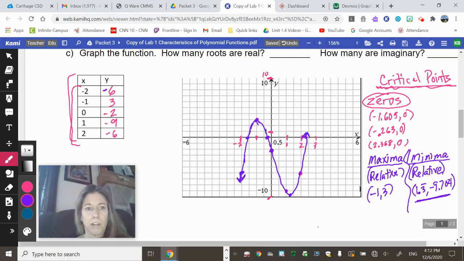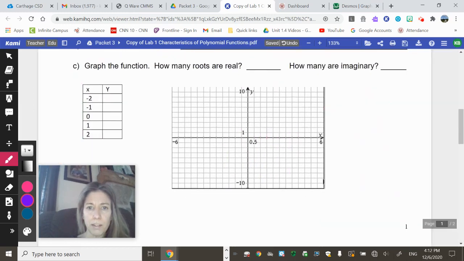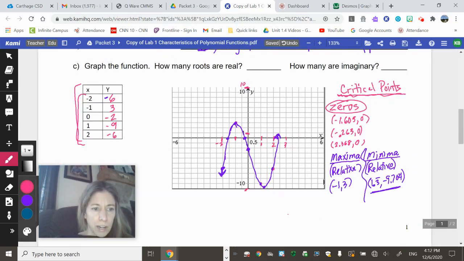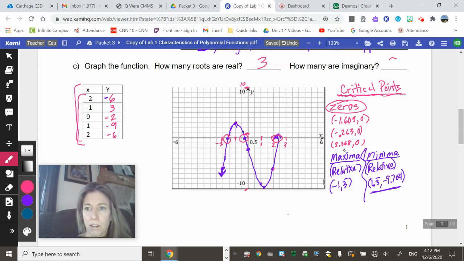Okay, so this is my graph, and you can see from the graph that my roots, as long as they cross the x-axis, they're real. So I have 3 real roots, and since it was a 3rd degree, that means none of my roots were imaginary because this is the maximum number of roots I can have. And since I can see them all visibly crossing the x-axis, that means I have 3 real roots. Okay, so 3 real roots, and that means I have 0 imaginary roots.